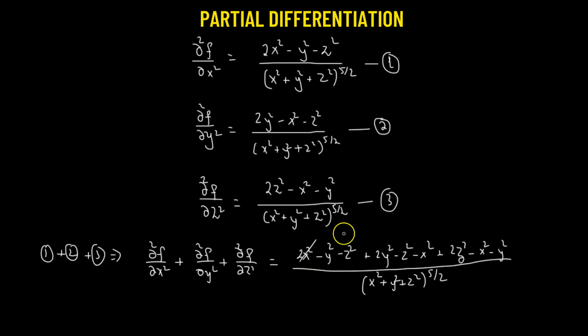So we have positive 2x squared and negative x squared, negative x squared. We'll see that ultimately all the terms in the numerator go away, which leaves us 0 in the numerator. That means this will be equal to 0. That means the second partial derivative of f with respect to x plus the second partial derivative of f with respect to y plus the second partial derivative of f with respect to z will be equal to 0.